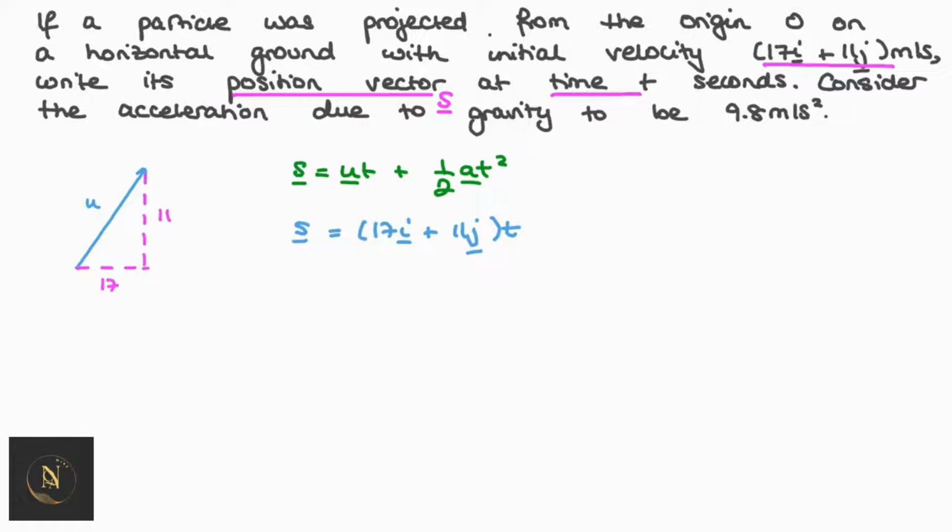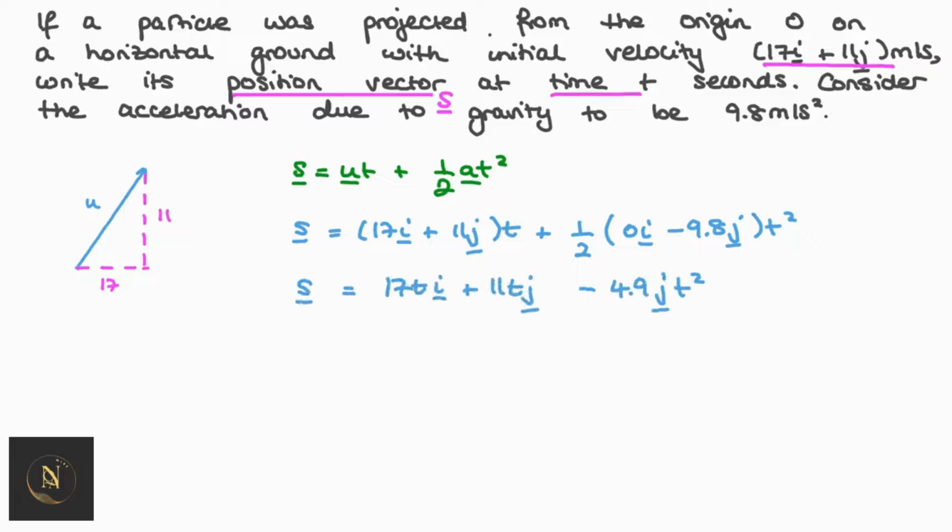s is equal to u times t, and we know that u is 17i + 11j. And then we have ½at². Now acceleration in the horizontal direction is 0, but in the vertical direction it acts against the direction of the original velocity, so it's negative 9.8. And so we find that s is equal to (17i + 11j)t + ½(0i − 9.8j)t².